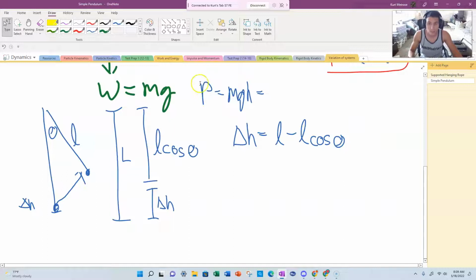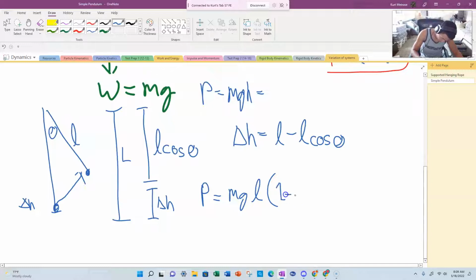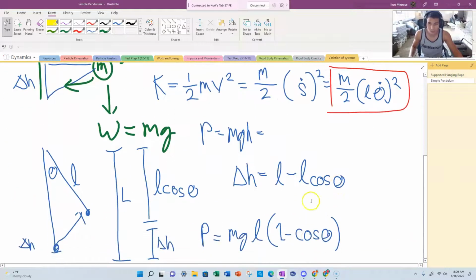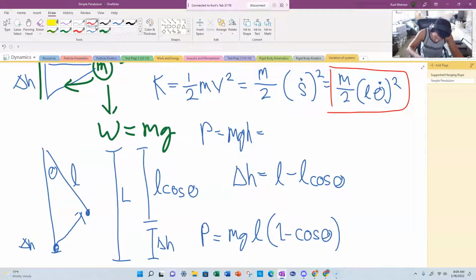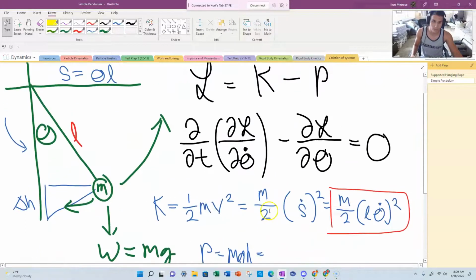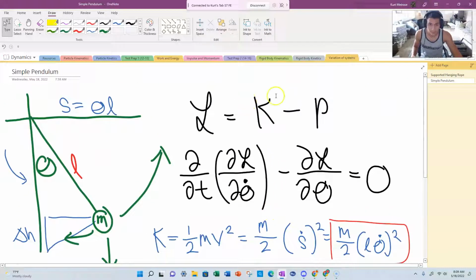So if we go back to potential energy, we could see that potential energy is equal to mass times gravity, and I'm going to factor out an L here, times 1 minus cosine theta. This is our potential energy. So this is our kinetic energy and our potential energy. Put a box around this guy. So we're nearly done with the problem now since we can define those two things. So if we subtract them, let's find our Lagrangian.